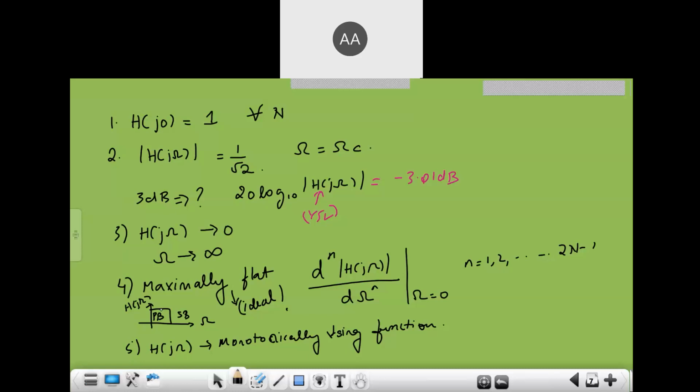Usually to find maxima and minima, what do you do? You differentiate the function and equate it to 0, right? A similar concept is told here. Have you got what I'm telling? Yes, ma'am. Okay, so just go through these points.